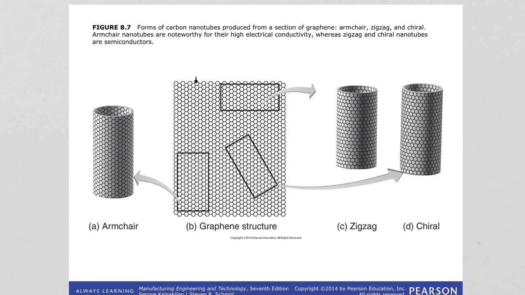So armchair carbon nanotubes have high electrical conductivity, whereas zigzag and chiral have semiconducting properties. Again, as always with the other materials, depending on the structure and the arrangement, the properties change.